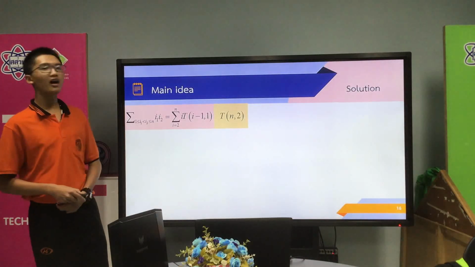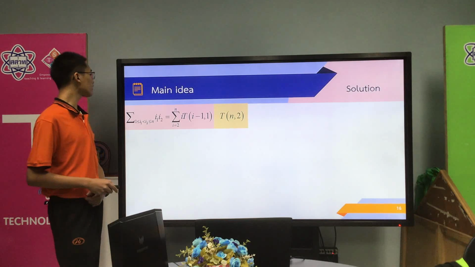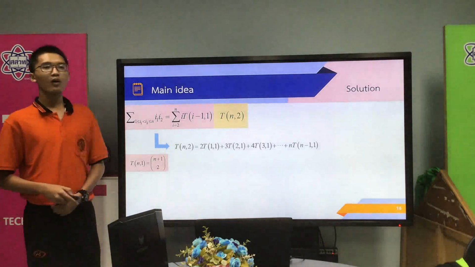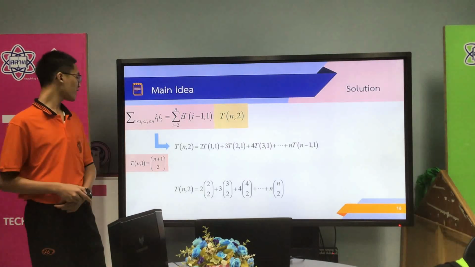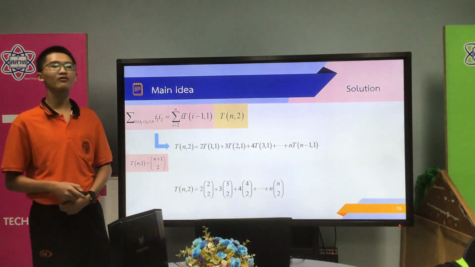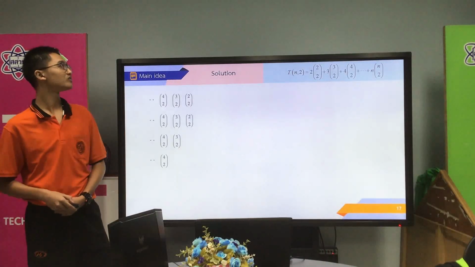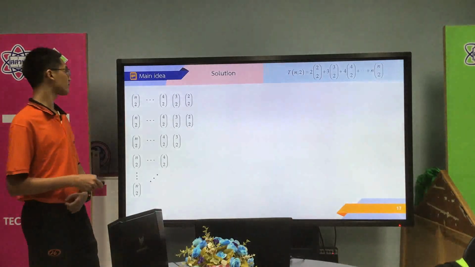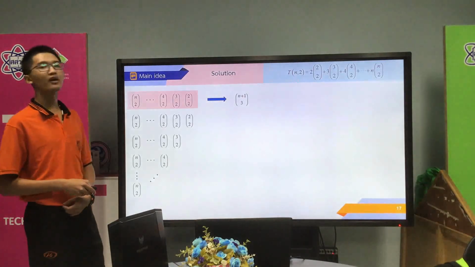For the solution, we will find the simple form of Tn2. We know this equation is equal to that. This is the recursive form of Tn1, since Tn1 is equal to n plus 1 choose 2. We know that Tn2 is equal to 2 times 2 choose 2 plus 3 times 3 choose 2 plus 4 times 4 choose 2 plus dot dot dot plus n times n choose 2. So we can write it in columns and sum them. From the quantitative identity, it is equal to n minus 1 plus 3.